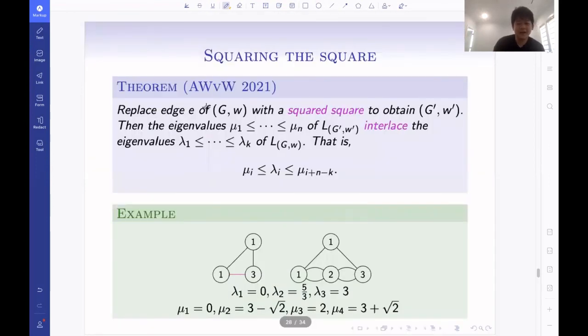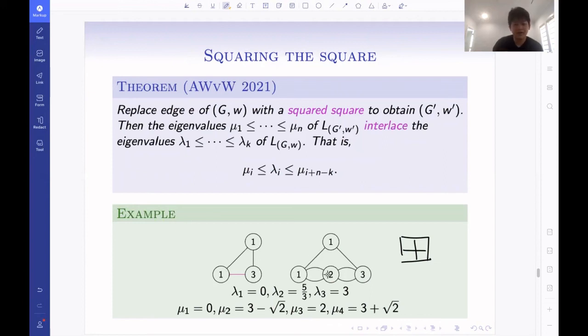It turns out that the eigenvalues between these two graphs exactly interlace. So here I have an edge. I replace it with the squared square corresponding, this squared square, which corresponds to this graph. So it's not a very interesting squared square, but I chose it because it was small. I replace it with this graph, and the weights are anything you want, as long as the weights of the original vertices are preserved. So 1, 1, 3. This vertex could have any weight you want.